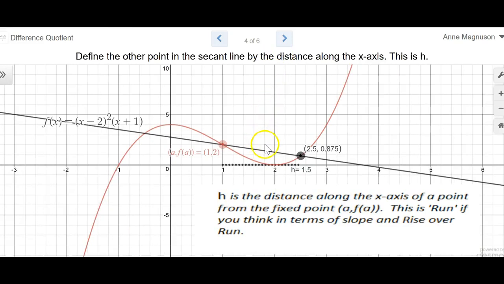But we need another point to have a secant line. But instead of naming one fixed point, we will consider the other point by its relative distance from the point a, f of a. So its relative distance along the x-axis. That relative distance is h.